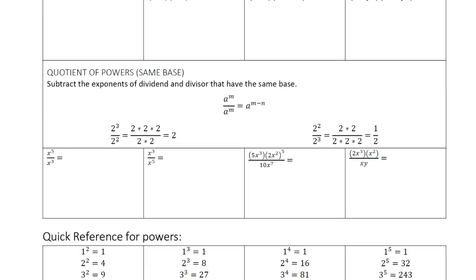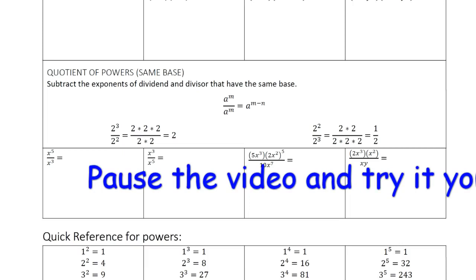Now look at 2 squared over 2 to the third. In this case, when you cancel two factors on the top and the bottom, you are left with a 2 on the bottom and a placeholder of 1 on the top. Whenever the larger exponent is on the bottom, the answer will end up on the bottom. Thus we have 1 over 2 to the 3 minus 2 power, or 1/2. Now pause the video and try the examples yourself.